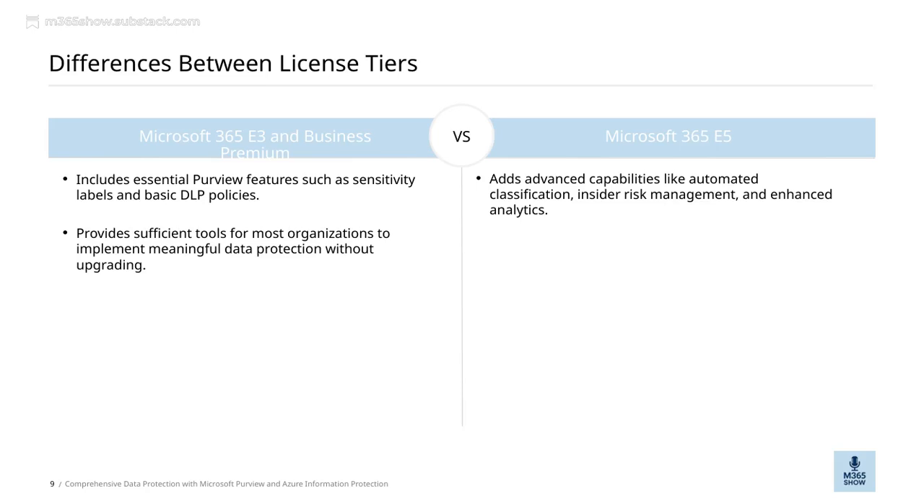So the key takeaway here is that E5 provides a more robust, advanced set of tools for organizations with higher data security needs, while E3 and Business Premium cover the fundamental requirements. This distinction is important as we consider how to tailor our security strategies to fit different organizational needs.